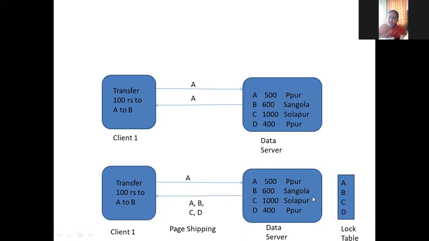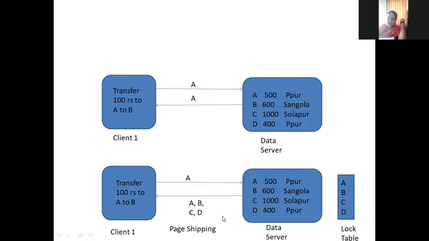आणि मग एंटायर पेज सेंड केलं की, before sending the data to the client side, the server can grant the locks on that entire page. त्या पेजवरती जेवढे रेकॉर्ड्स आहेत त्या सगळ्यांवरती लॉक ग्रँट केलं जाईल. Means in the lock table A, B, C, D are locked. कारण हे एंटायर पेजच क्लायंट साईडला शिफ्ट केल्यामुळं त्या पेजवरती जेवढे काही रेकॉर्ड्स असतील ते सगळे लॉक होतील.